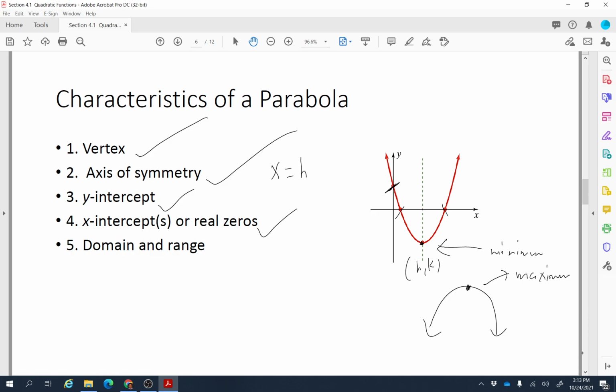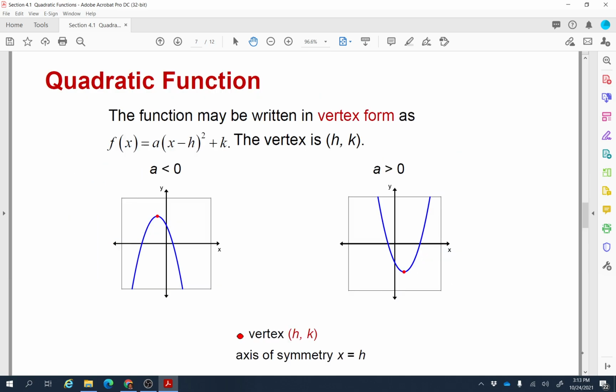There is no restriction. But the range might be from the minimum to infinity, or, in this case, it starts from negative infinity up to that point, the maximum value. So the range of this parabola depends on the vertex. Okay, so now we have to find the vertex and axis of symmetry of a quadratic function.